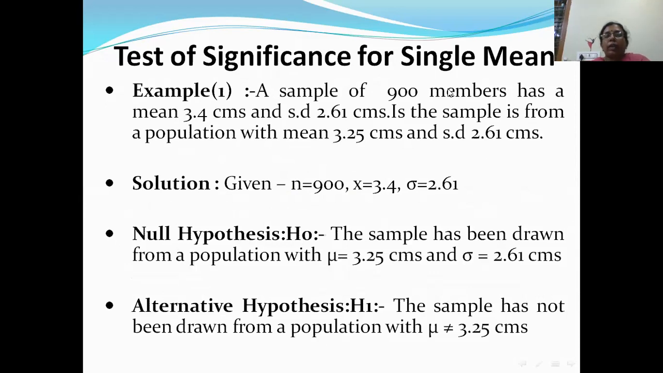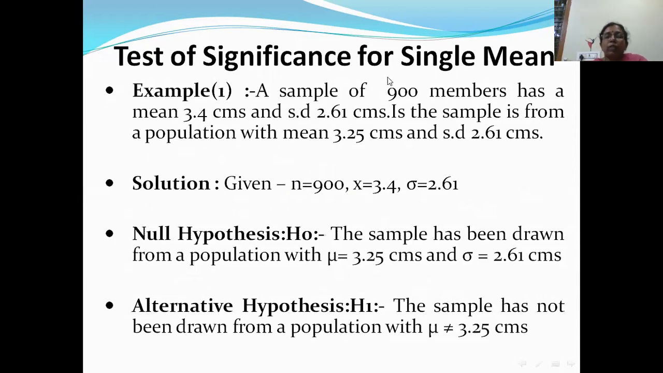A sample of 900 members has a mean of 3.4 centimeters and standard deviation 2.61 centimeters. Is the sample from a population with mean 3.25 centimeters and SD 2.61 centimeters? You have to test it. You have a sample with 900 members, and the sample mean is 3.4 centimeters and its standard deviation is 2.61 centimeters.